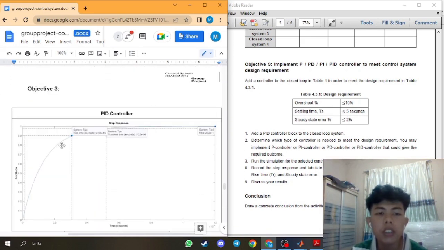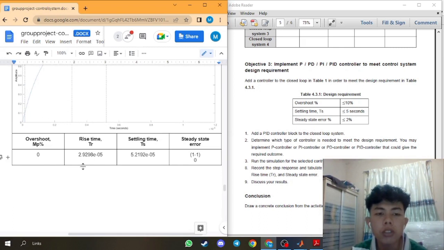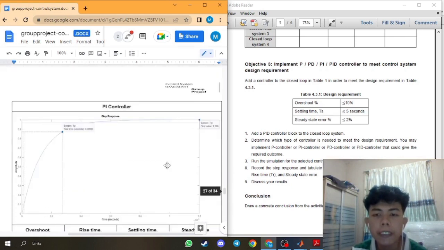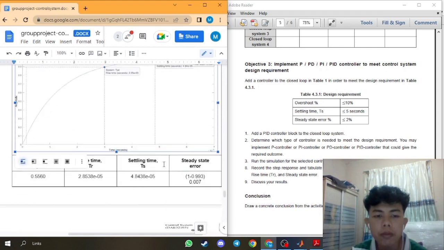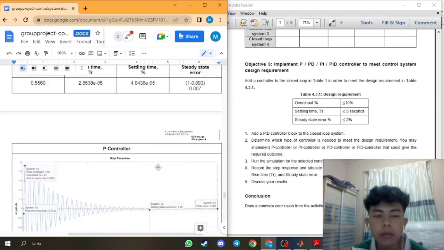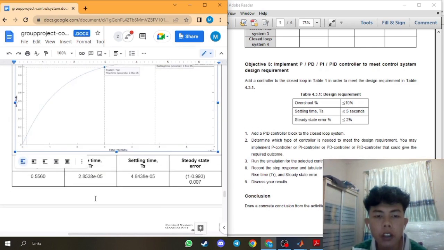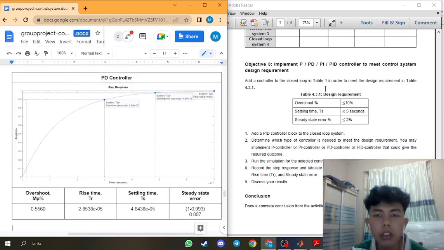So the best controller is PID: overshoot 0, rise time 2.929, settling time quite good, steady state error 0. So based on the design requirement, the PD controller is suitable because overshoot is below 10%, settling time is below 5 seconds, and steady state error is below 2%.